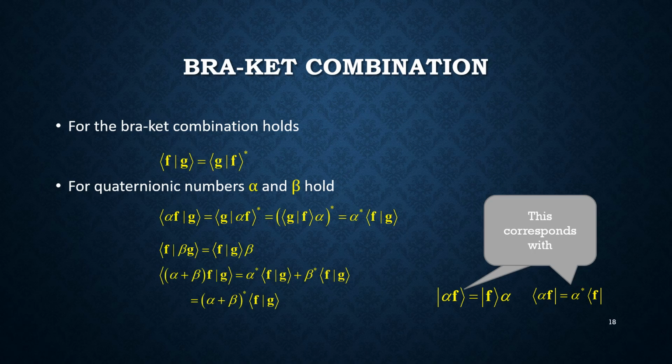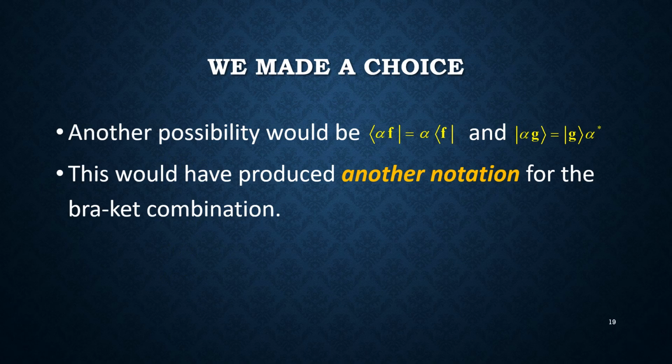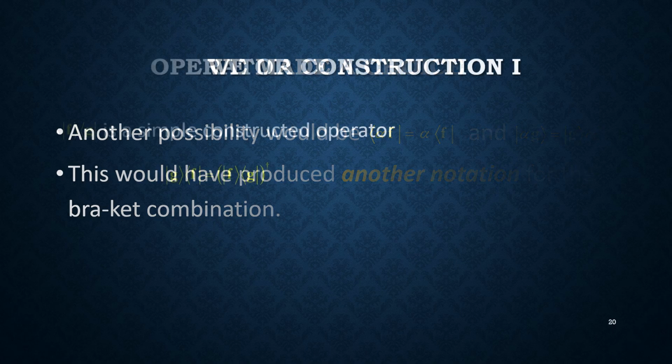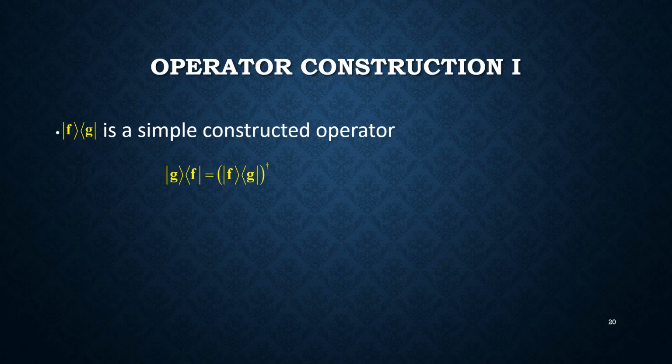For the bracket combination holds. For quaternionic numbers alpha and beta hold. This corresponds with another possibility would be and. This would have produced another notation for the bracket combination. Ket f combined with bra g is a simple constructed operator.